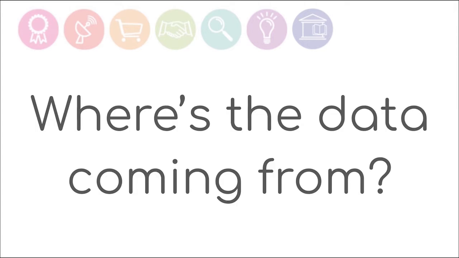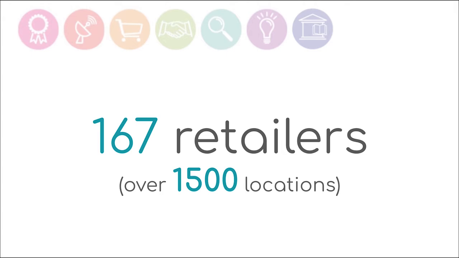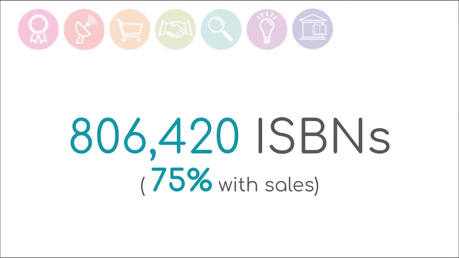So where is all of our data coming from? We receive weekly reporting from over 167 retailers, and they have over 1,500 store locations across the country. From all of these locations, we've received reporting in the last year over 806,420 ISBNs with sales or with inventory reported in the last year. So these are what I consider the active ISBNs.